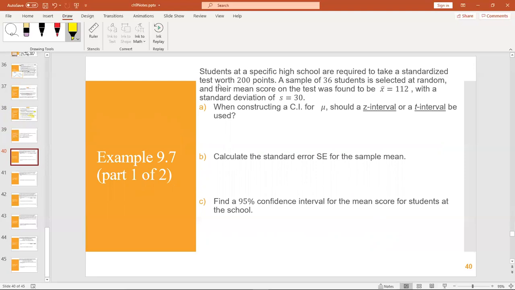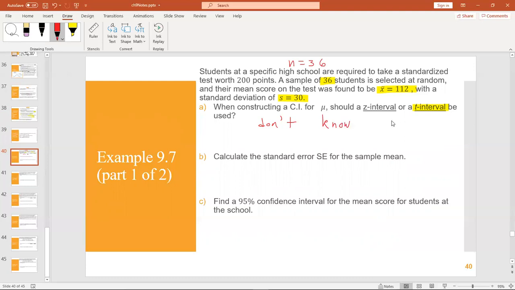All right, so students are taking a test worth 200 points. We have a sample of 36, so that tells me n equals 36. We know x bar, that's 112. We know s, that is equal to 30. Should we use a z interval or a t interval? Well, the answer is a t interval. And the question is why? Because we don't know sigma.